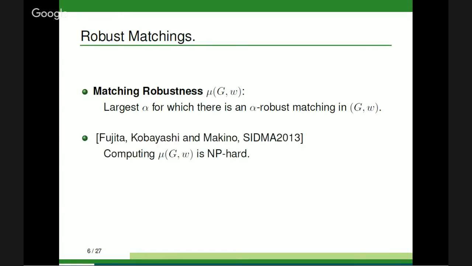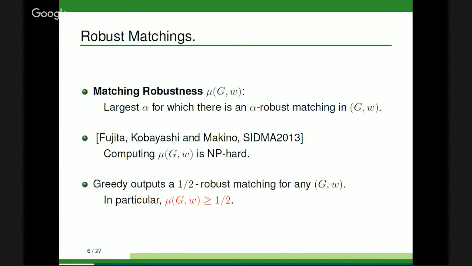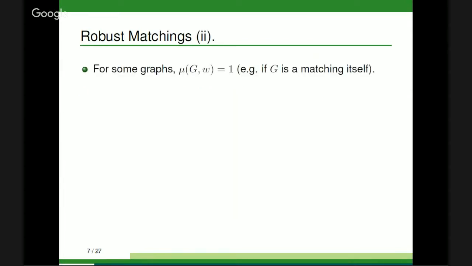It is known that computing the robustness of a weighted graph is NP hard, and also that it's very easy to get a half robust matching. You just have to select the greedy matching. So the greedy matching is the matching that you create by selecting the heaviest edge first, then you select the next heaviest edge that you can add to your matching, and so on. That's always a half approximation for every cardinality. So in particular, it's a half robust matching. So the robustness of a graph is always between half and 1, because the greedy is always a solution with robustness half.